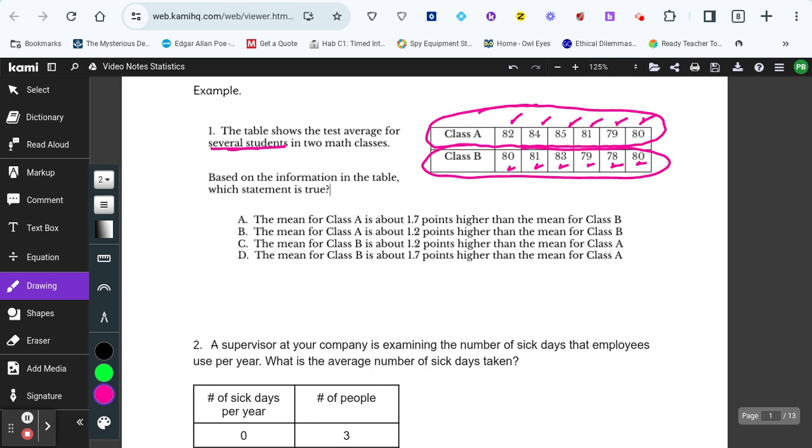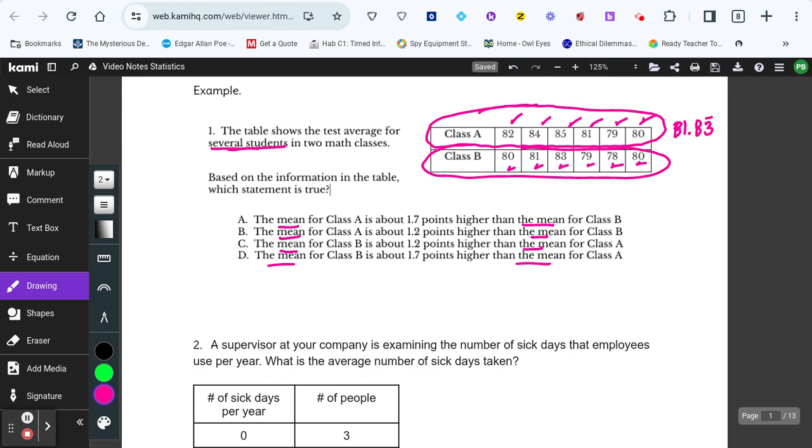All right, based on the information in the table, which statement is true? The mean for class A is about 1.7 points higher than the mean for class B. So if I'm looking at all of these, it's asking me about the mean. So I think what I want to do is calculate the mean first and then make the comparison. Okay? So I have 82 plus 84 plus 85 plus 81 plus 79 plus 80. So that's 491 divided by 6. So the mean here is 81.83 repeating.